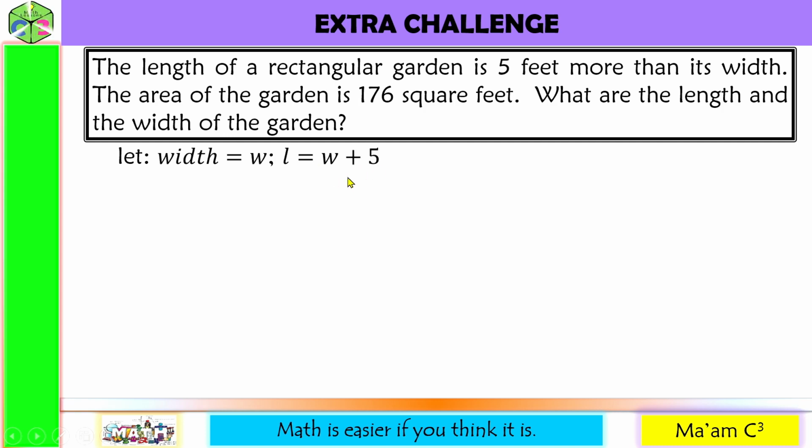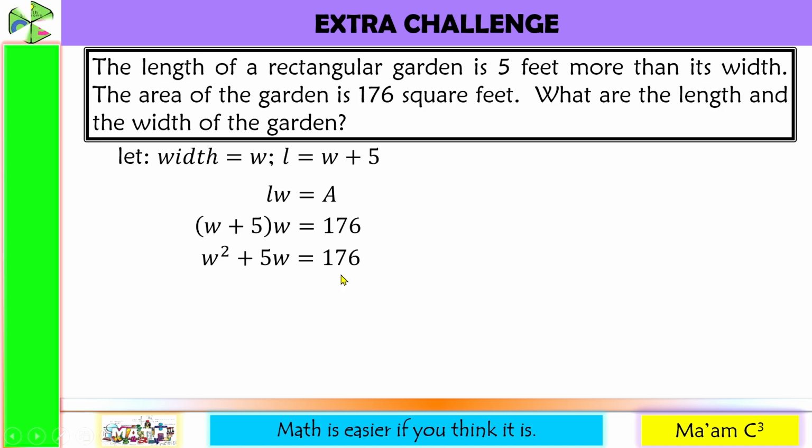And we also know that the area of a rectangle is equal to length times width. Since we already have the value of L, which is W plus 5, I can substitute it here for L. So I have quantity (W + 5), the value of my L, times the W, I simply copy that, equals the area, which is 176. Let us expand this. W times W is W squared. W times 5 is 5W equals 176.